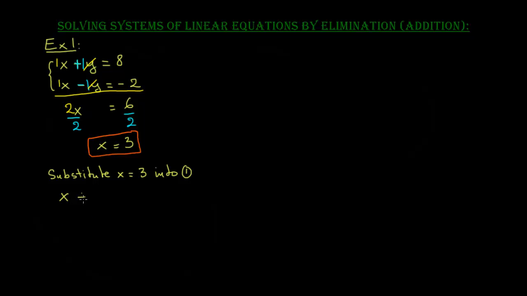So x plus y equals 8, and my x is replaced by 3, so 3 plus y equals 8. We isolate y by subtracting 3 on both sides. So y equals 5 is my y value. Okay, so my final answer is x is 3 and y is 5.